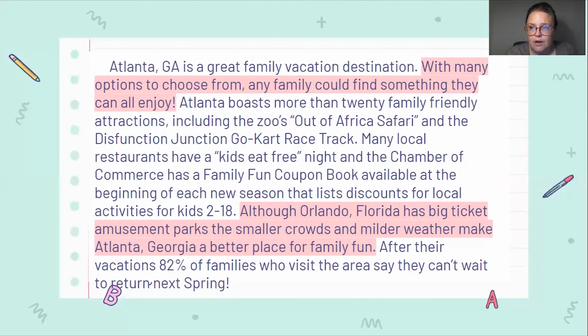Then I moved the counter argument from the end of the essay to this part here. Although Orlando, Florida has big ticket amusement parks, the smaller crowds and milder weather make Atlanta, Georgia a better place for family fun. After their vacations, 82% of families who visit the area say they can't wait to return next spring. By rearranging the different facts and evidence we have in our paragraph, we can make our argument sound even stronger. By keeping our counter argument away from the very end of the essay, it makes our argument stronger.